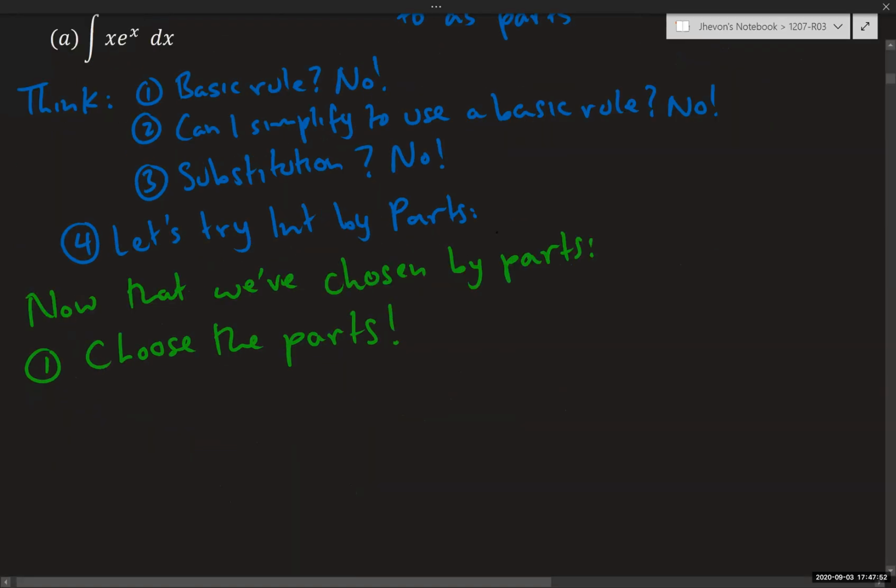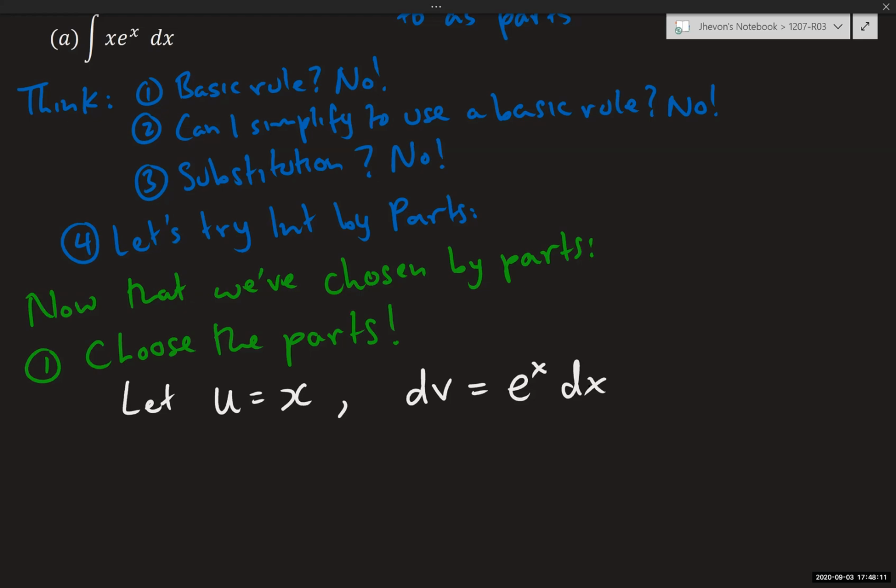So here I'm going to say, you know what? Let the U be X and let the dV be e to the x dx. So here I've chosen the parts, right? The U part in my head is going to be X. The dV part is the e to the x, okay? So that's the first thing. I'm going to choose the parts.